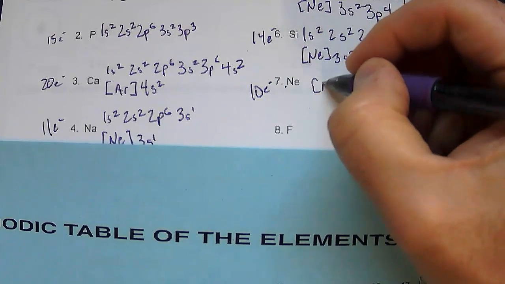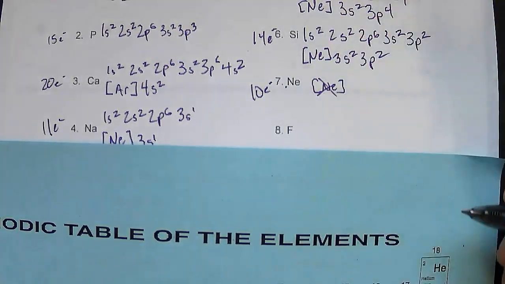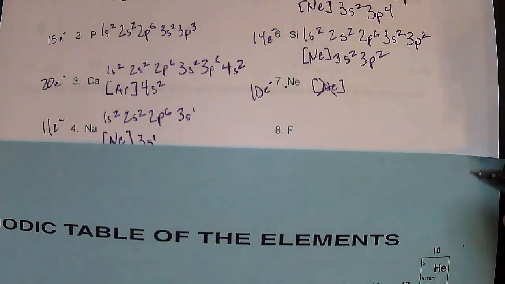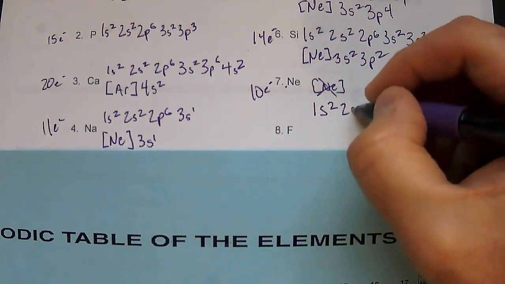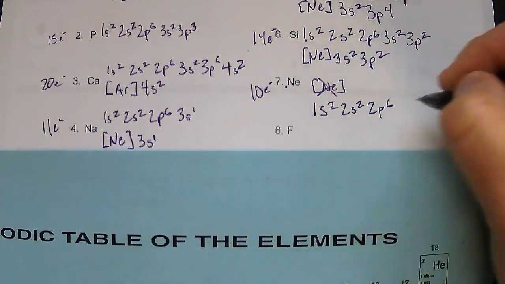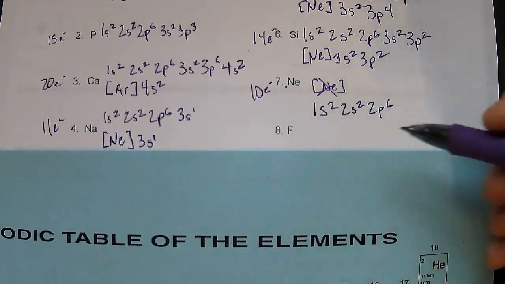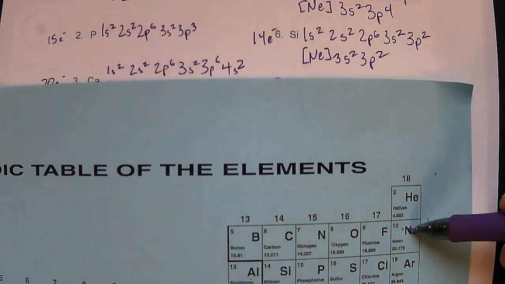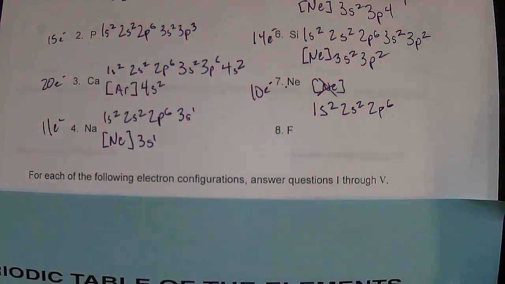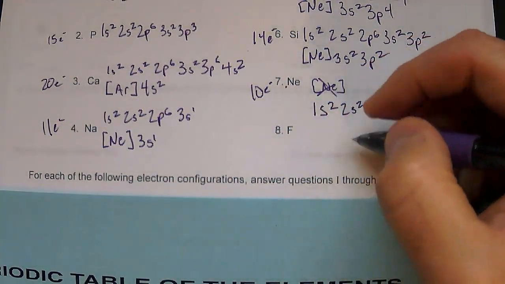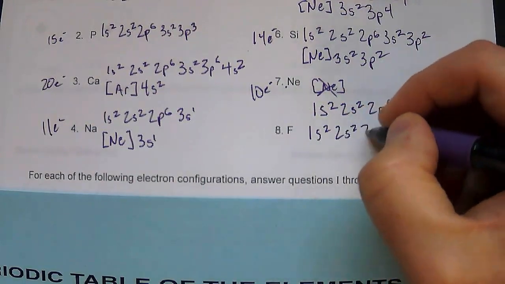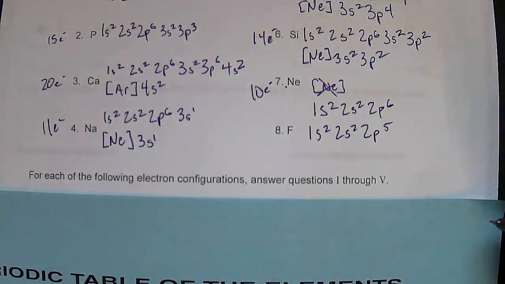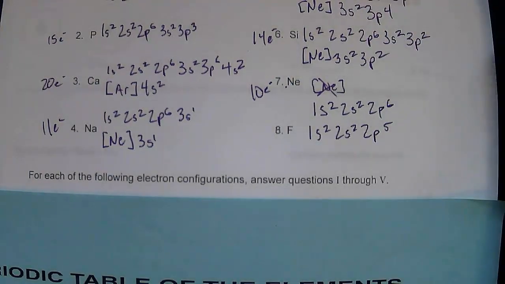Now neon is interesting, because neon is a noble gas with 10 electrons. You cannot just put neon in brackets and call it a day. It's not the way it works. So you're going to have to actually use the long form: 1s2, 2s2, 2p6. 10 electrons. Neon is right here on the periodic table. And the last one is fluorine, which is 1 before neon. So we're going to go 1s2, 2s2, 2p5, 1 less electron.